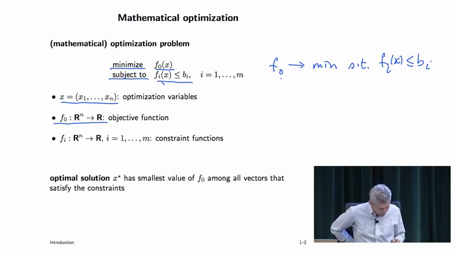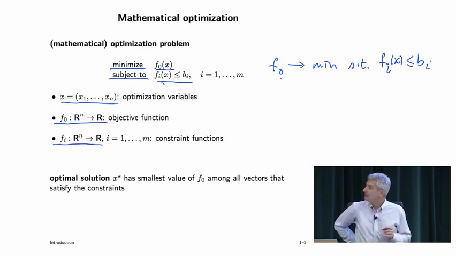Okay. And then the constraint functions have a different semantics. All that matters with a constraint function is that fi of x should be less than or equal to bi. Often, not always, these have interpretations like resources. So when you choose x, fi of x is how much of the ith resource you use. And this constraint states that your budget is bi.